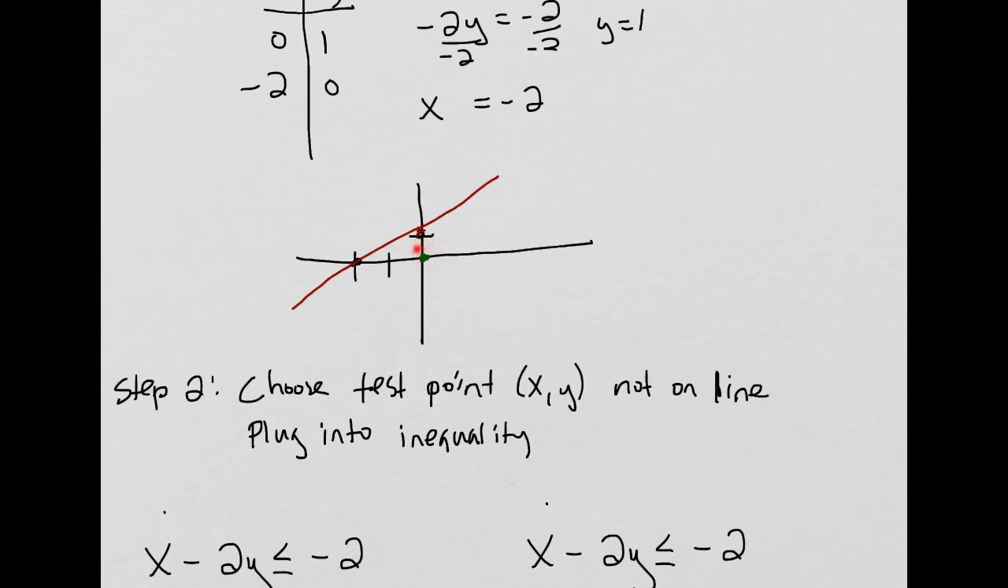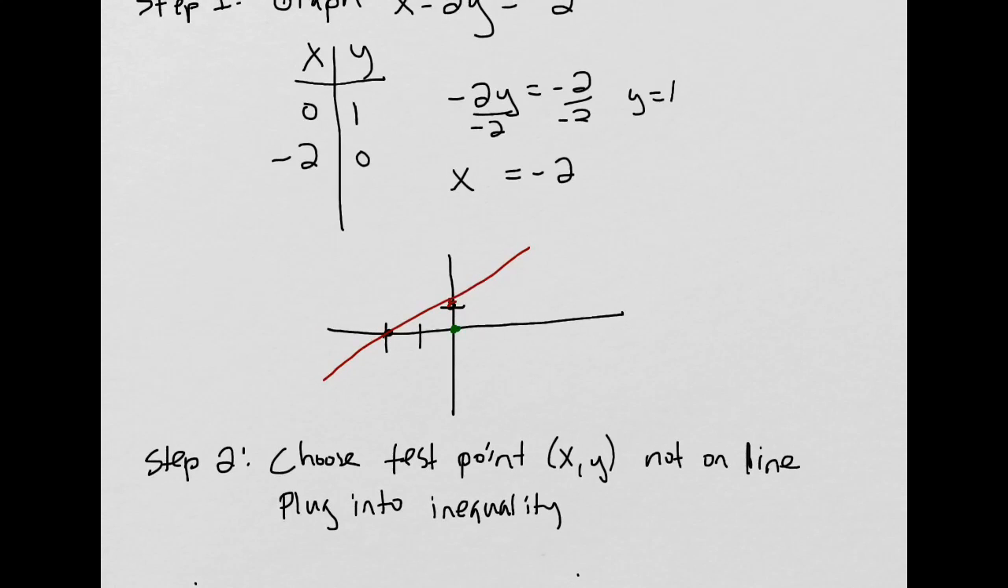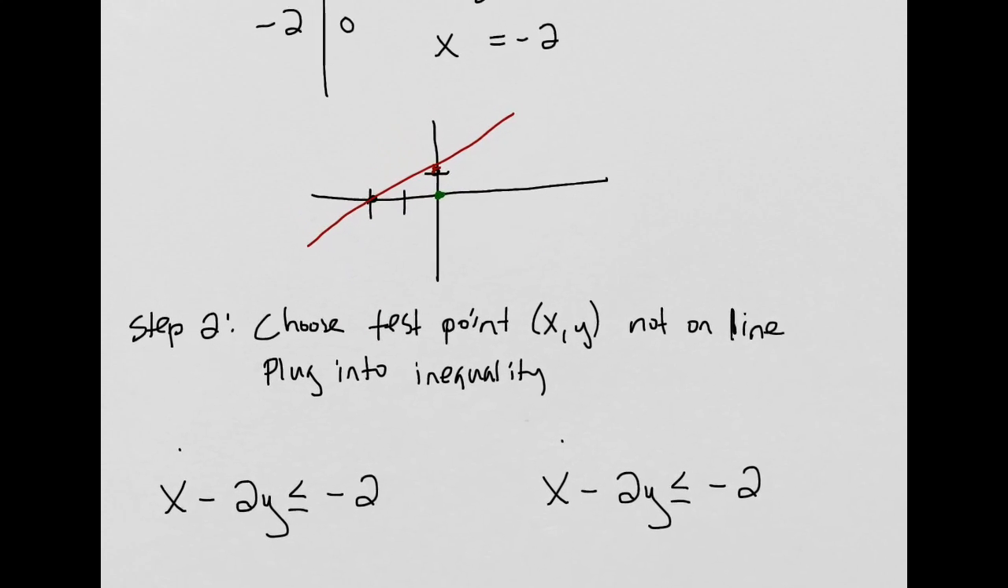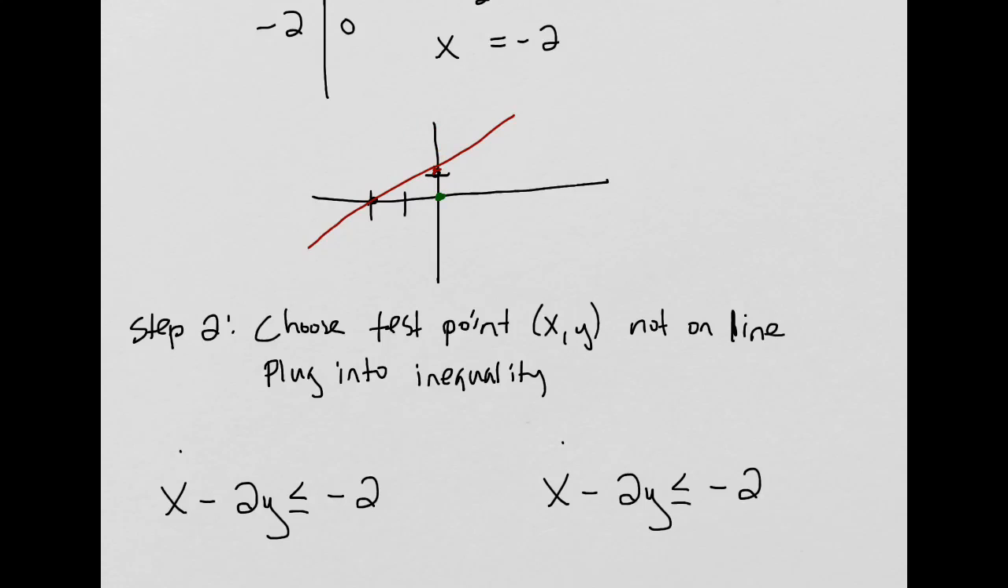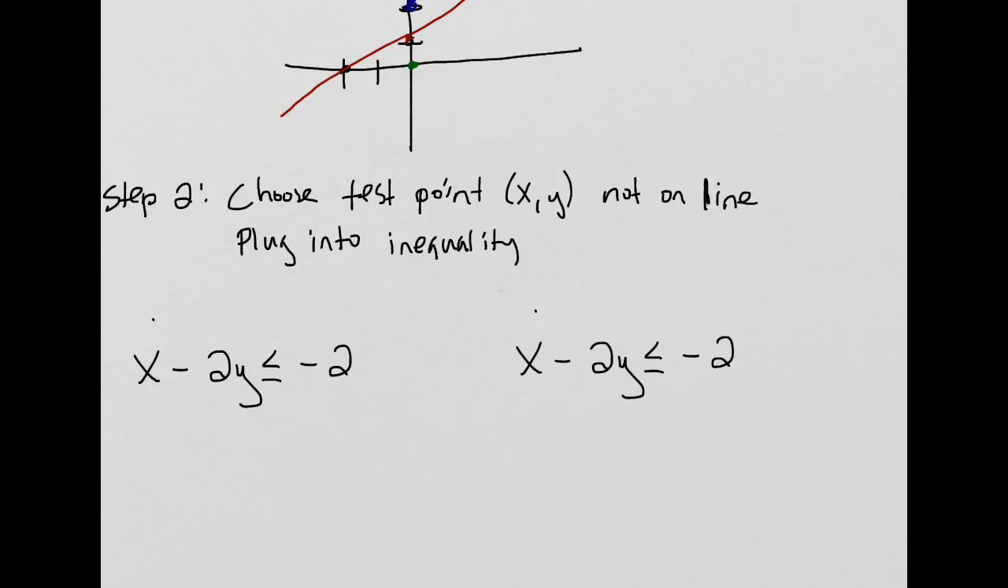You'll notice I've made this little green dot, and that's a point below the line. Also, just for demonstration, I'm going to pick a point above the line, to demonstrate again what happens here. You'll notice (0, 1) is right on my line. (0, 2), this point up here, is not on the line, so I'm going to test that one as well. The green dot is at (0, 0), which is below the line. And the blue point is at (0, 2), which is above the line.